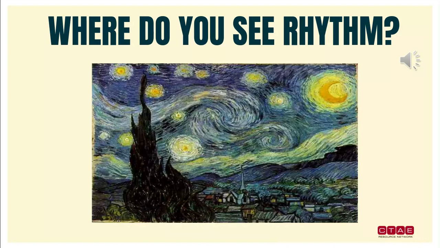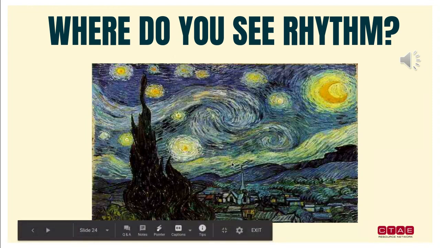When you look at art, you see rhythm. When you look at interior design, you see rhythm. Where do you see rhythm here? Do you see the transition in the curvy lines? Do you see the patterns, repeating patterns in the colors and in the lines?